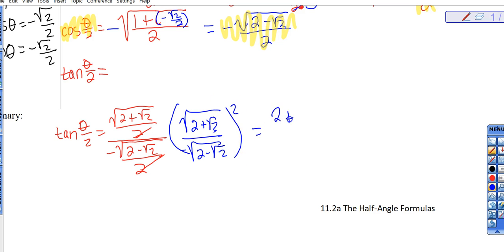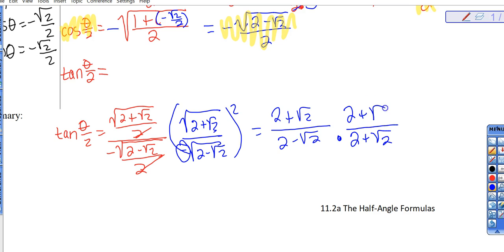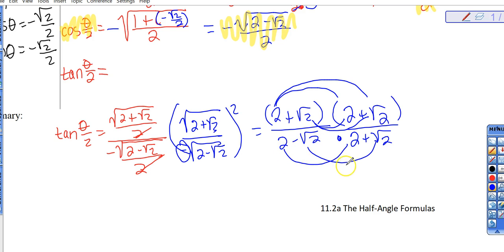So that gives me 2 plus the square root of 2 over 2 minus the square root of 2. And yes, this negative I squared. Negative times negative is positive. Now, in order to rationalize my denominator, I have to multiply. I want to get rid of the radical, times 2 plus the square root of 2 and times 2 plus the square root of 2 in the numerator. So in the numerator, I have to do that, that, that, and that. And in the denominator, I have to do that and that. It's a lot of things to remember. So it's a bit tedious.